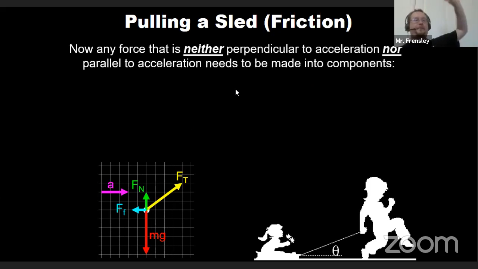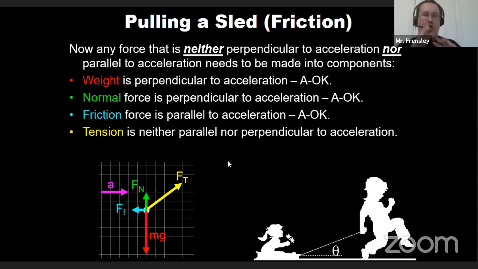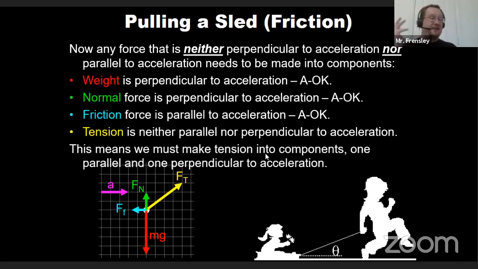Okay, any force that's not perpendicular to acceleration and not parallel to acceleration, we need to make into components. So normal and mg are perpendicular to acceleration. I'm fine with that. Friction's parallel to acceleration. That's good. But tension makes this weird angle with acceleration, so I'm going to make tension into components. So weight, normal, and friction are all either parallel or perpendicular to acceleration. Tension is neither parallel nor perpendicular, so we're going to make some components out of force tension.